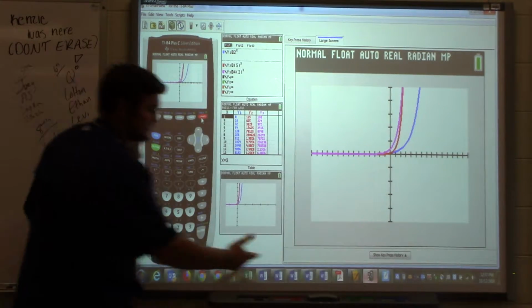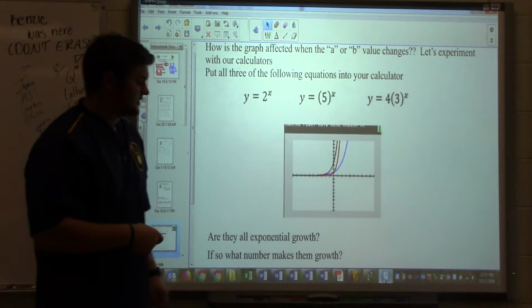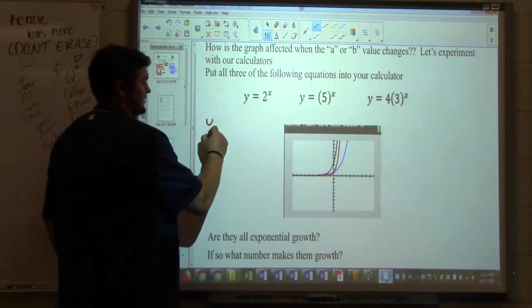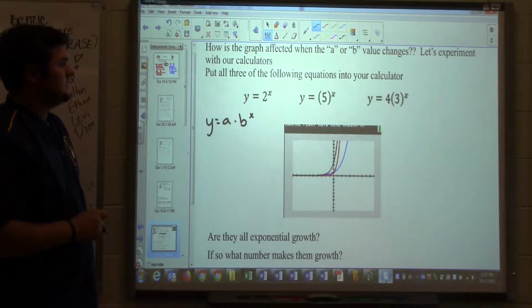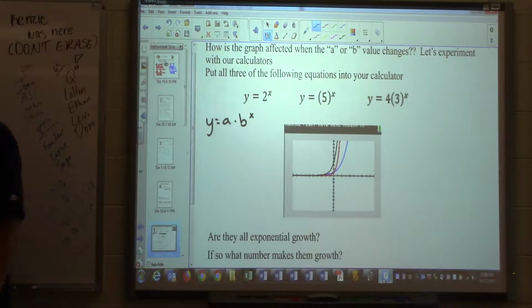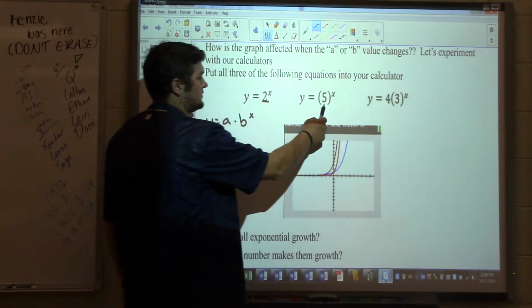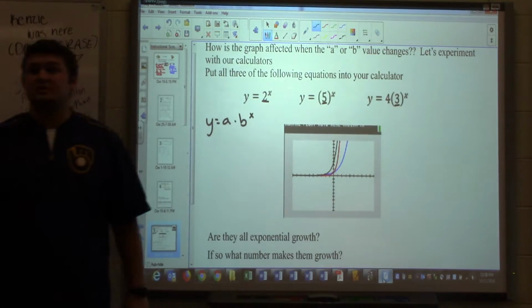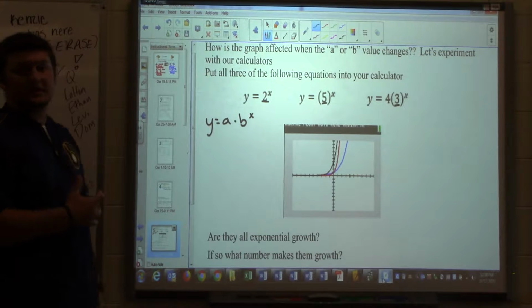Let's look at them again. Remember it's supposed to be y equals a times b to the x. What is the stipulation for that? B has to be greater than 1. So 2, 5, 3. Is b greater than 1? Yes, in all of them. So I know they're all going to be exponential growth. I know that because b is greater than 1, or because we looked at the graphs.